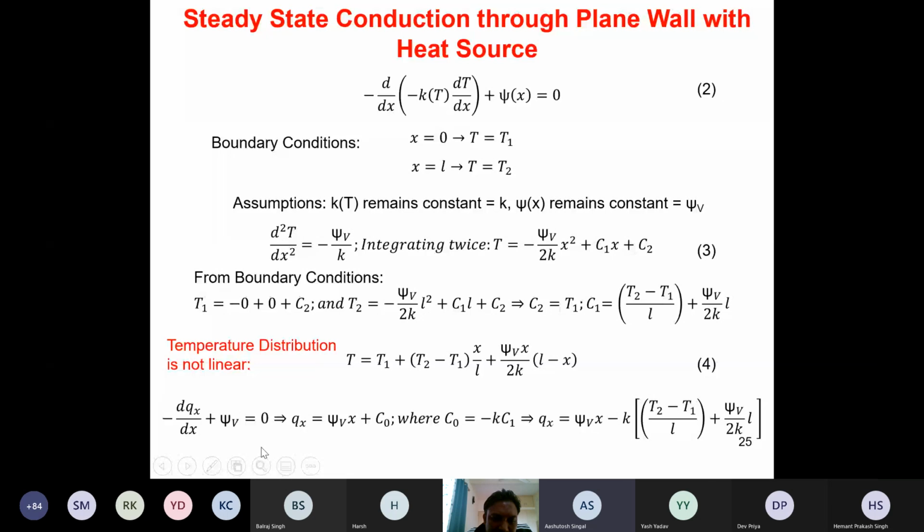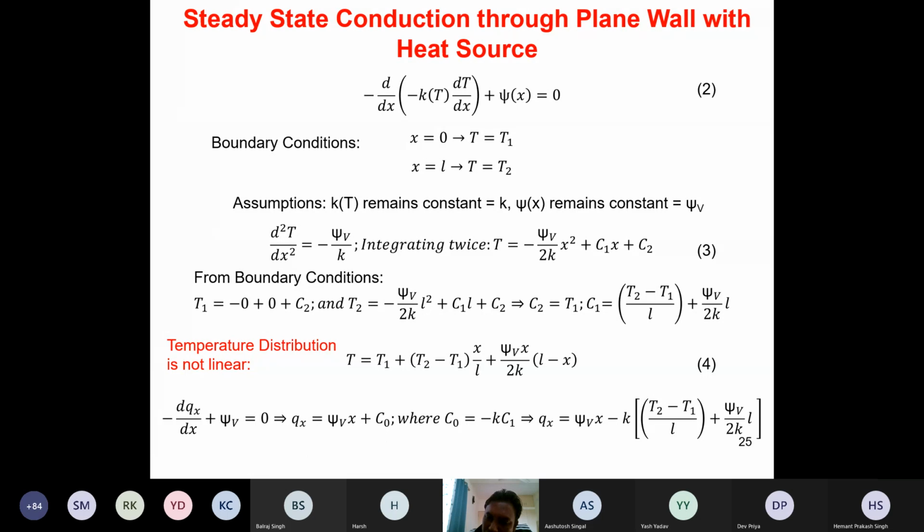Okay, so this expression is correct. At the bottom, minus dqx by dx plus psi v equals 0. Is it correct? Yes, sir. Okay. Now we can integrate this equation. Yes, sir, we did. After integration, what we get is qx equals psi v x plus C naught. C naught is another constant.